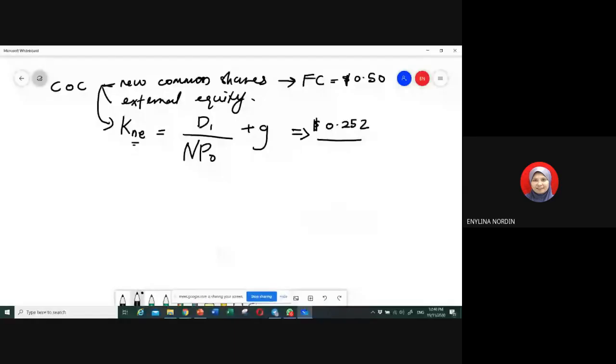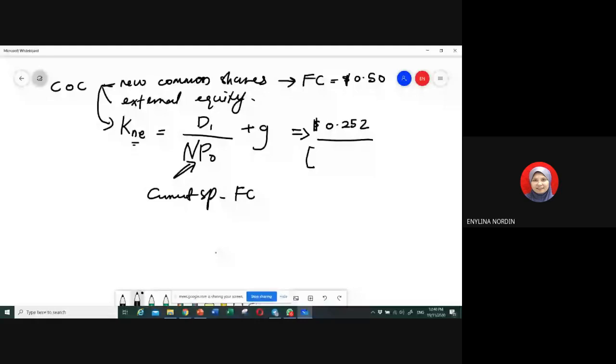So net price, how to calculate net price for the share? Same here, current share price minus flotation cost. So what is the current price of the share? It's 3 ringgit 50 cent, right? 3 ringgit 50 cent, you minus flotation cost of 50 cent, and you plus 5% of growth rate. So therefore, the cost of capital will be equal to 13.40%. Understand?